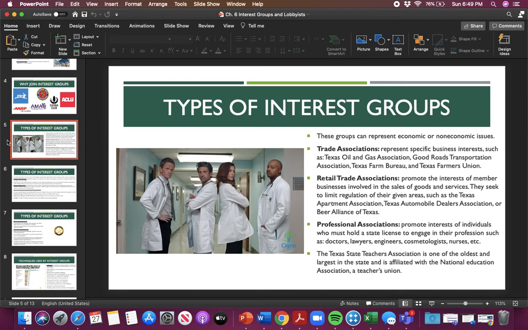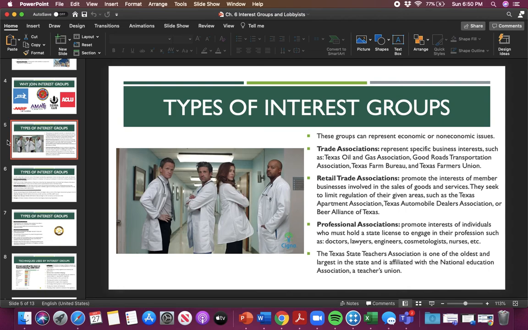The difference with the professional association is that these are jobs where you typically have to have some type of special education and a license to practice. So, doctors, lawyers, engineers, cosmetologists, nurses, things like that, where you are getting either a degree or you're going through school to learn that particular field, and then you have to maintain a license to practice those professions as well.